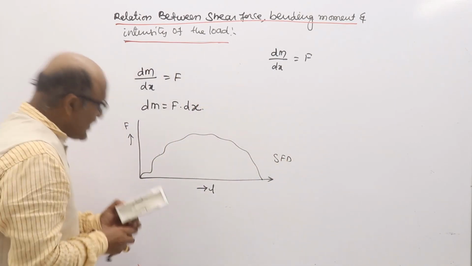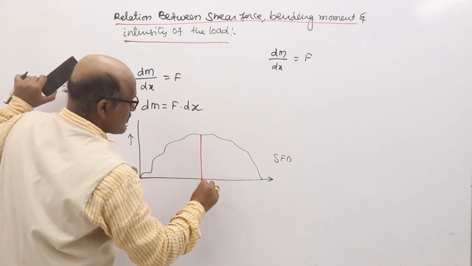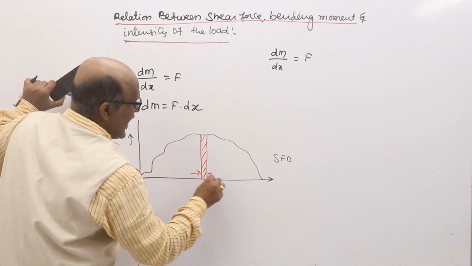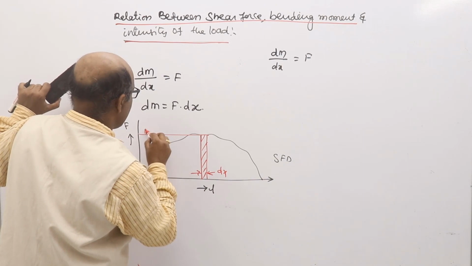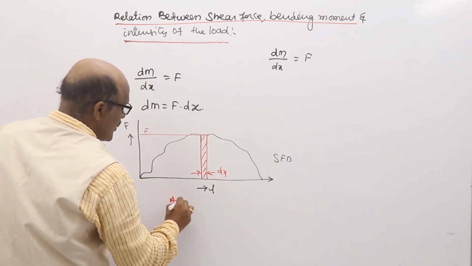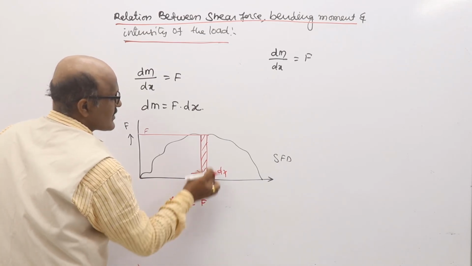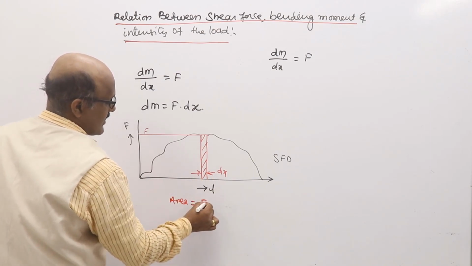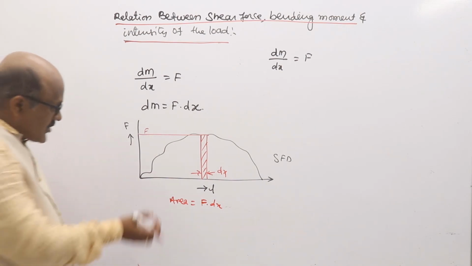Now, I am considering a small strip. For this strip, length is equal to dx. Height is equal to F. What is the area of the strip? Area of the rectangle. Height of the rectangle is F. Length of the rectangle is dx. So area is F into dx.